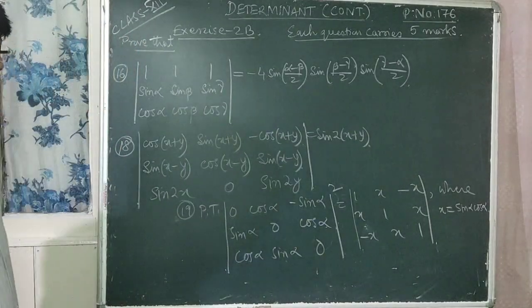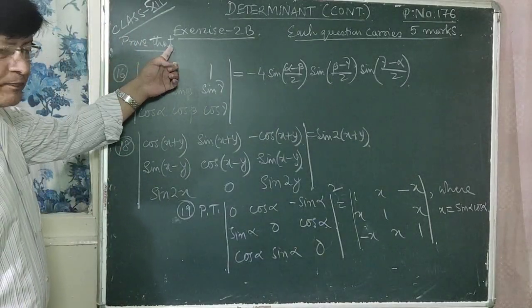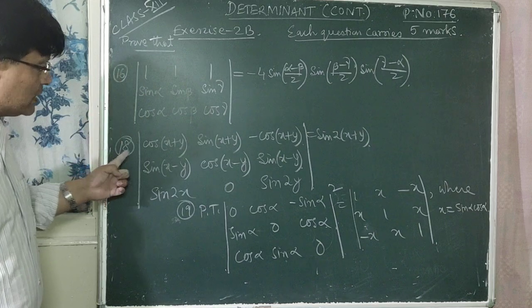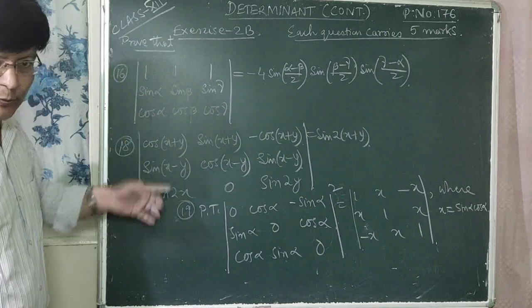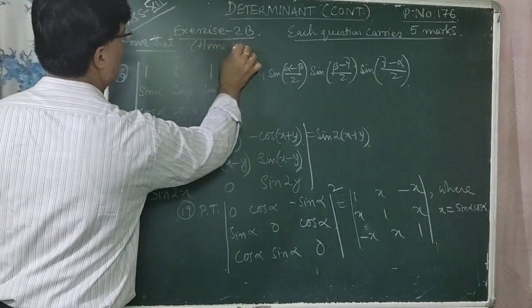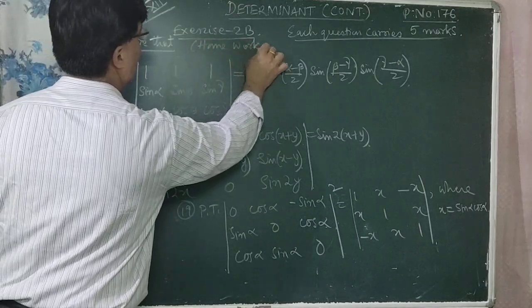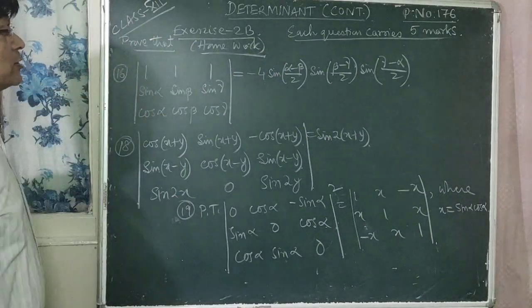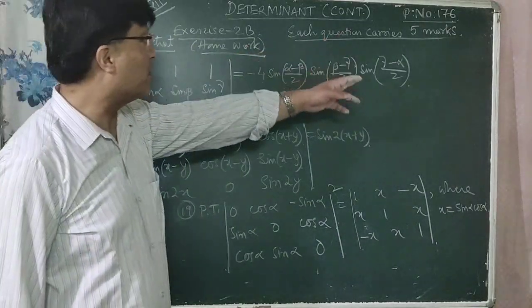Now this will be your homework. That is, you have to prove questions number 16, 18 and 19. You have to prove them. Okay, so this is your homework from exercise 2B. Each question carries 5 marks.